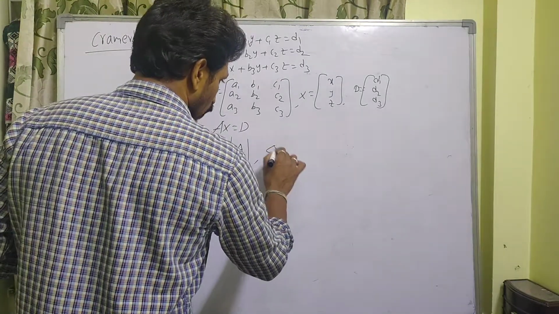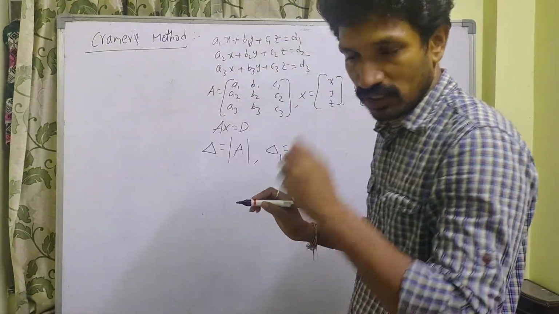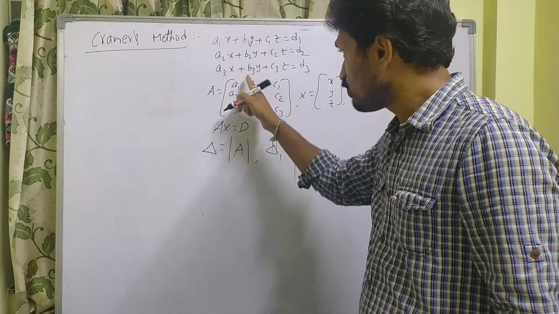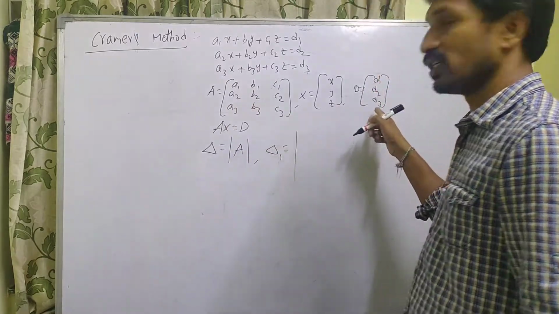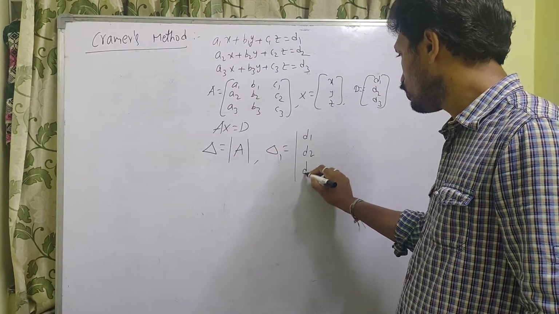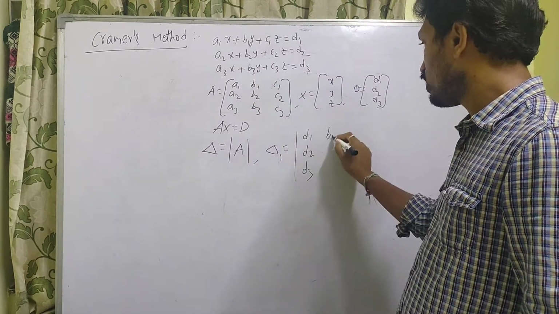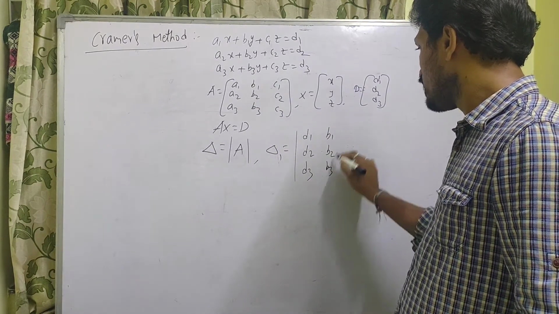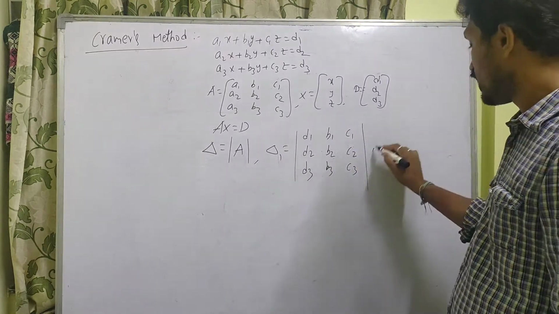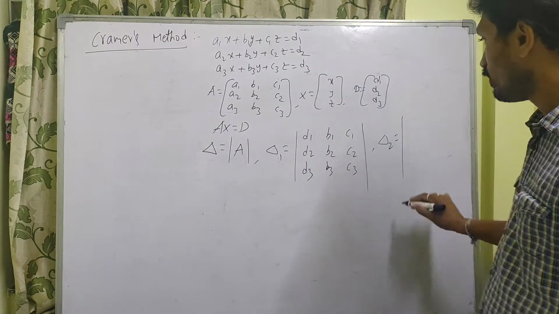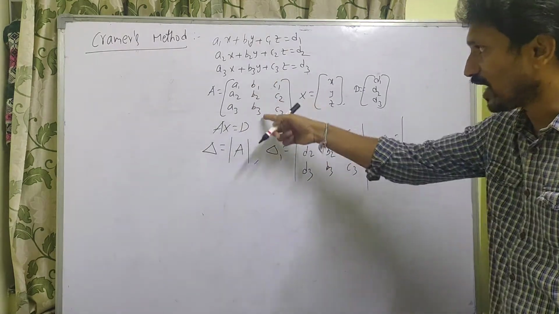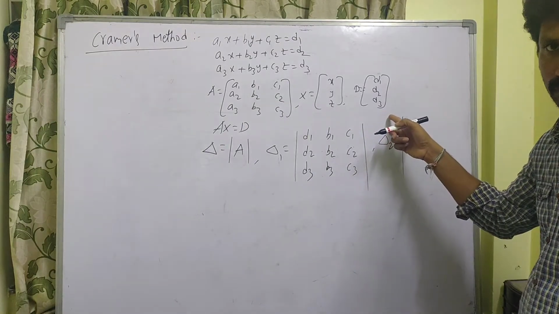Next, delta 1, you just assume like that. This is the important procedure. Delta 1 is nothing but replace the first column by constants. The constant column is d1, d2, d3, and write the second column and third column as it is, and find out the determinant.